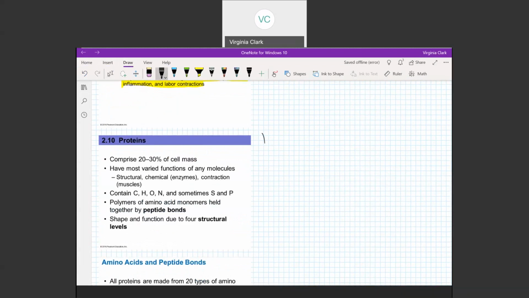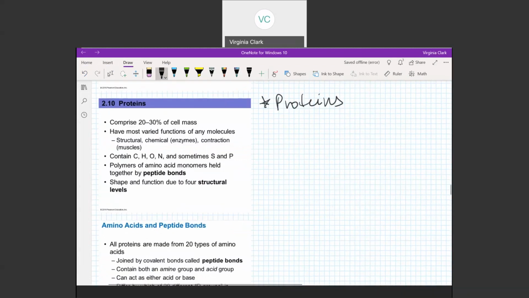Okay, so we've done carbohydrates and we've done lipids. Now we're going to do proteins. Proteins are really important because 20 to 30% of our overall cell mass is going to be made up of proteins. These are going to contain, like everything else we talked about, carbon, hydrogen, and oxygen, but it will also contain nitrogen, and sometimes sulfur, and sometimes phosphorus. But these are the primary ones.